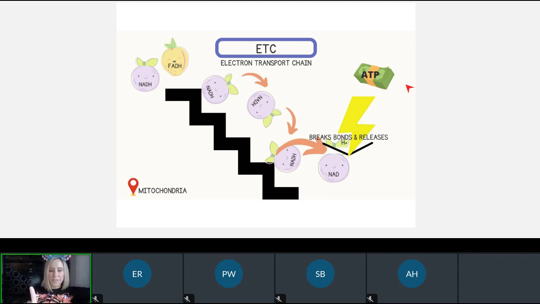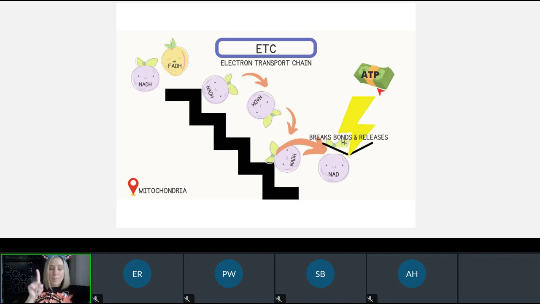Now, I want to ask you a question. What did we learn about hydrogen and what happens when it bonds? What did we learn about that in Unit 2? What did we learn about hydrogen bonds? Yes, it's the weakest bond. So if this bond was really hard to break, do you think we'd be able to make so much ATP in this process?